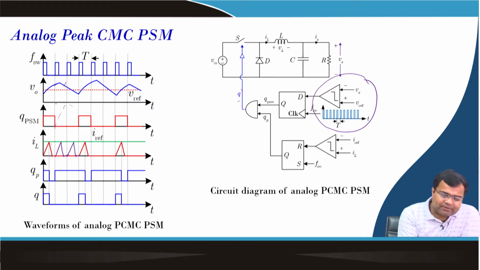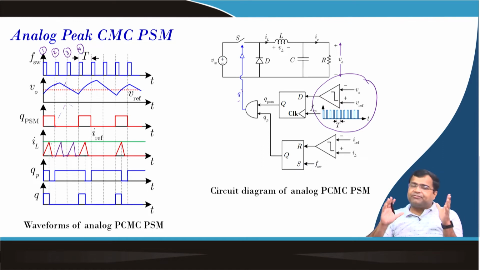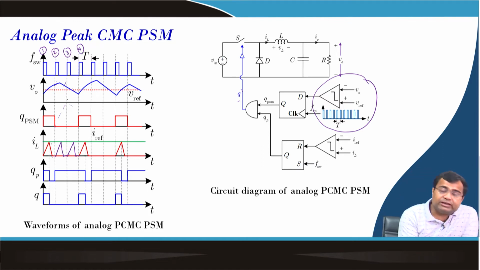So, you will see, let us say this edge is 1, this edge is 2, this edge is 3, this edge is 4. For the second and third edge, the output voltage is above the reference voltage, that is why we need to skip the cycle, and during this time the Q will not see the PWM signal, it will be disabled.